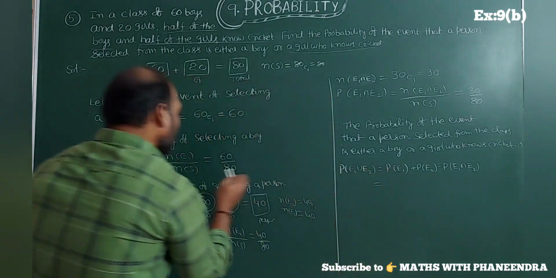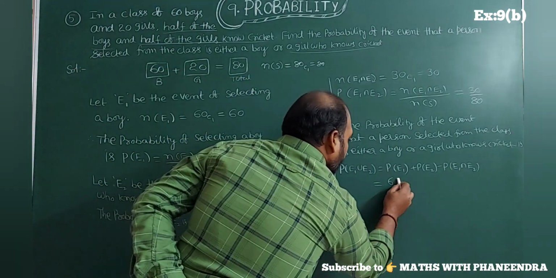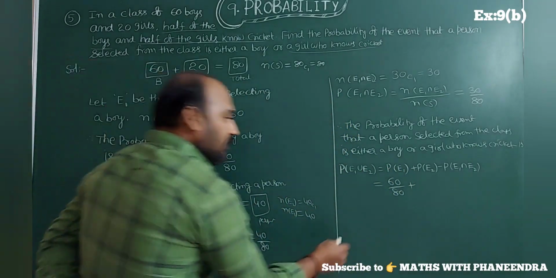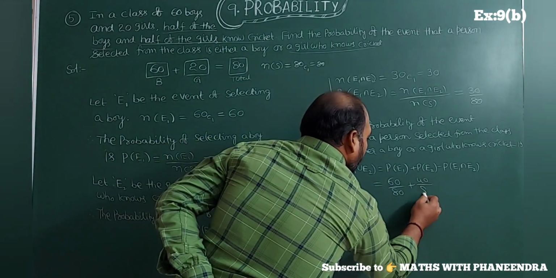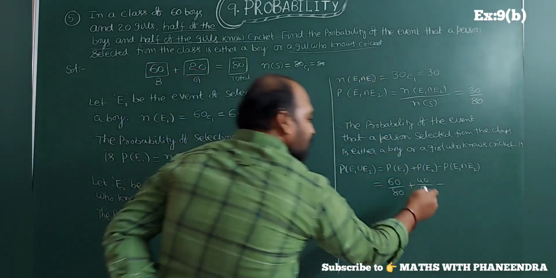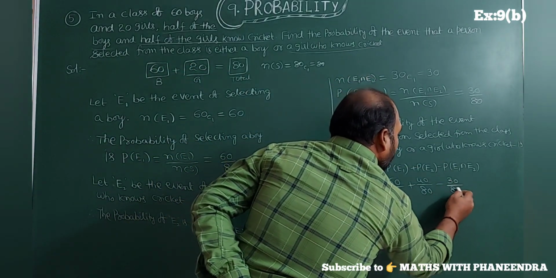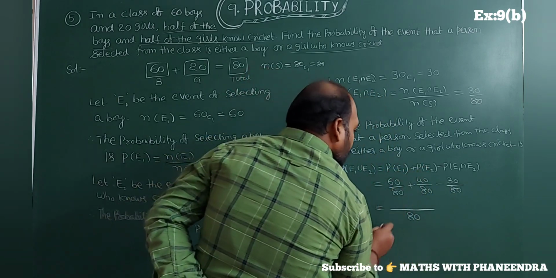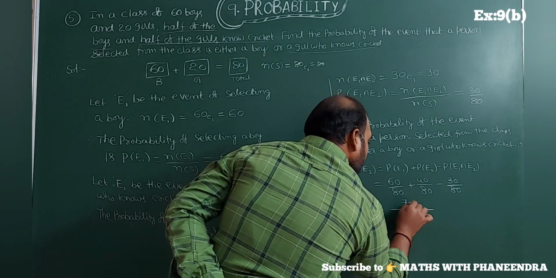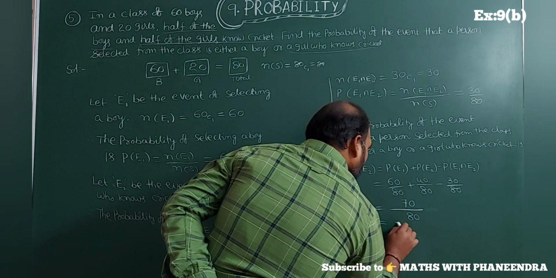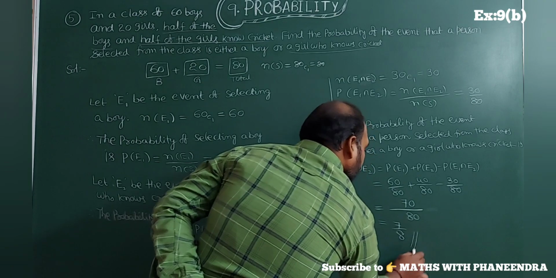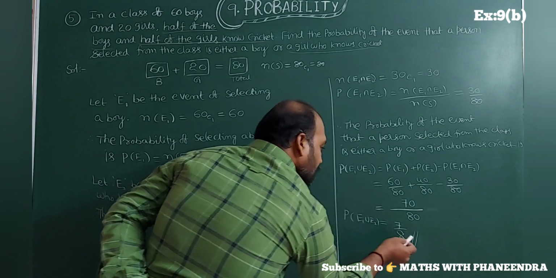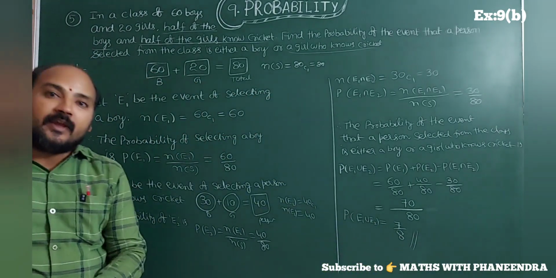So P of E1 is 60 by 80 plus P of E2 40 by 80 minus P of E1 intersection E2 30 by 80. So that is equal to 60 plus 40, 100, minus 30, 70. So that is equal to 7 by 8. Therefore, the required probability P of E1 union E2 is equal to 7 by 8.